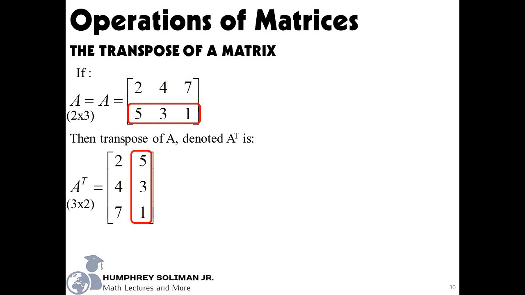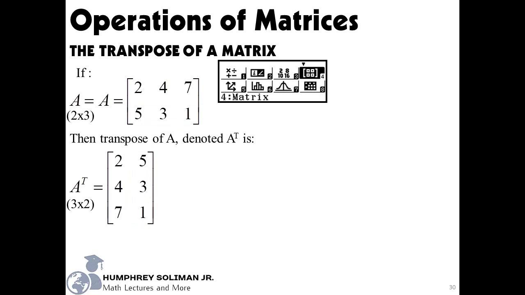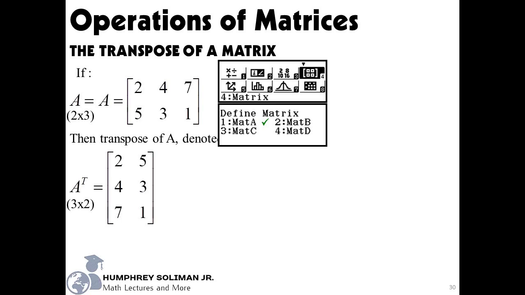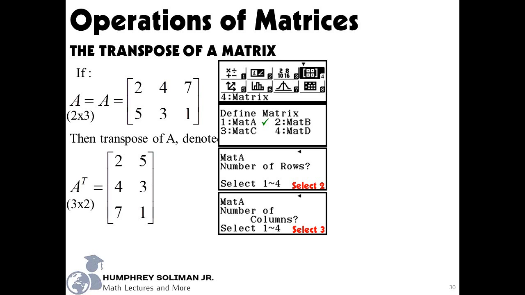And, using the Casio ClassWiz calculator, in matrix mode, define a matrix. Select option 1, matrix A. Select the number of rows, select 2. Select the number of columns, select 3. Then, input the elements carefully.